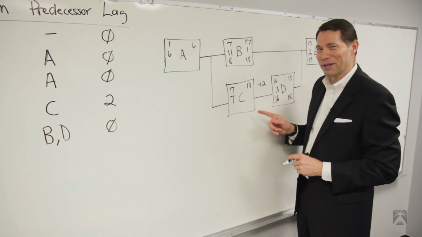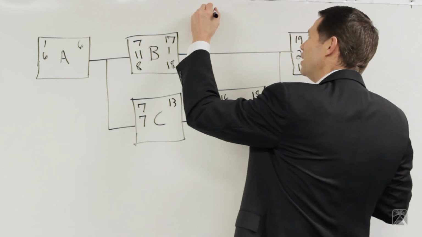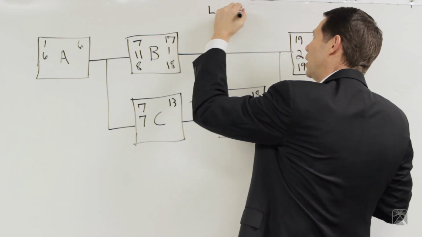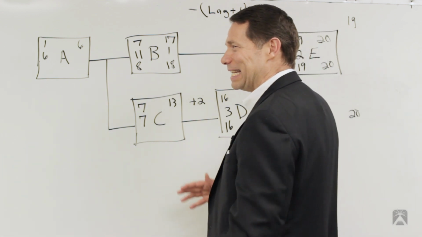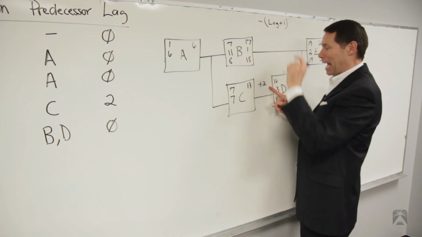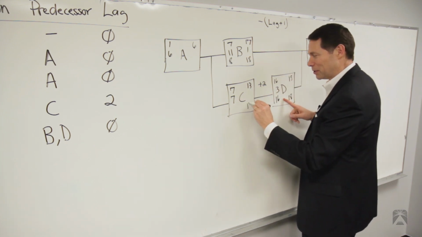Here's kind of the tricky one, it feels. Like, well, how do we deal with that? The way you deal with this is you take the lag plus 1 and subtract it. Man, I think that's kind of confusing. But what you do is you take the lag, which is 2, add 1 to it, so that's 3, subtract it from here. So that's 13.